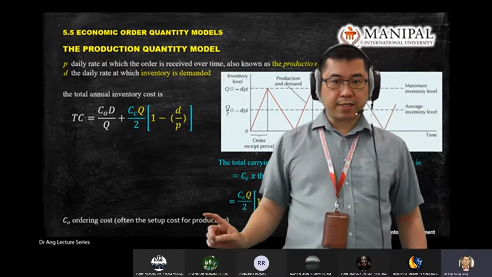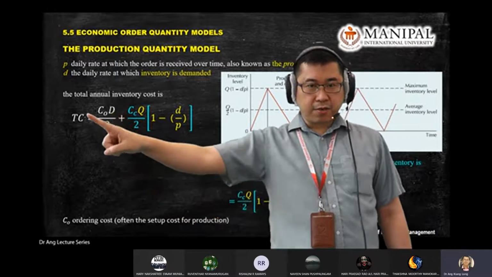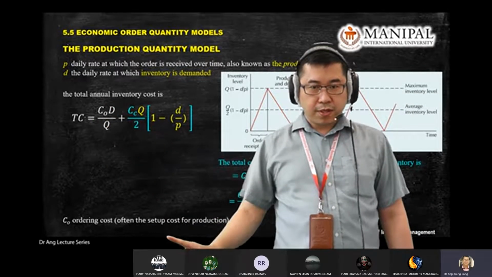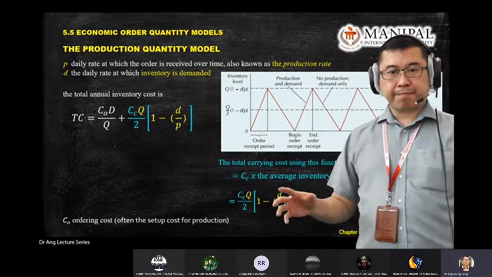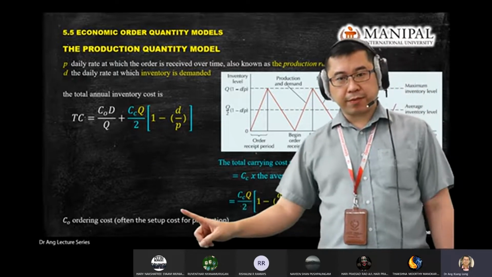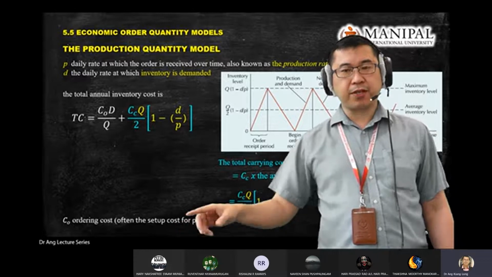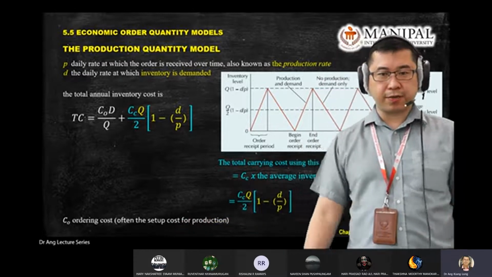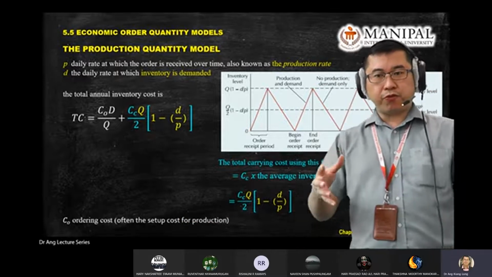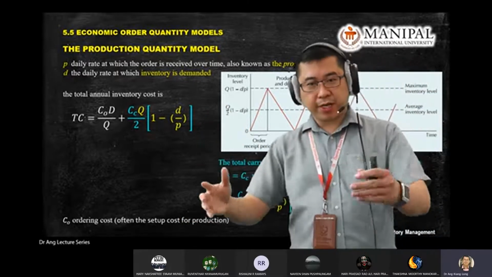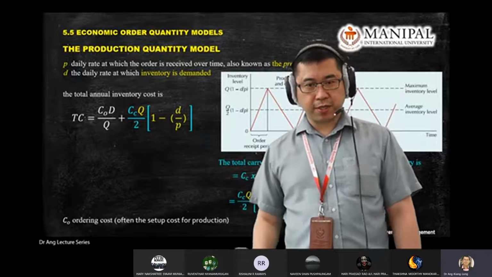Okay, just a side remark. This component, CO, usually is a setup cost for production. Every time you produce something, you need to set up the equipment and so on. There's a cost there. You need to move a machine from one place and put it there to produce the order.